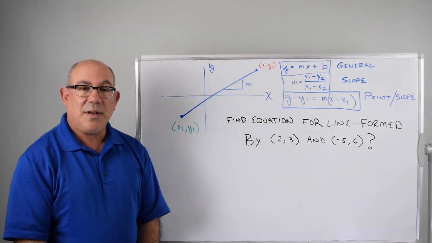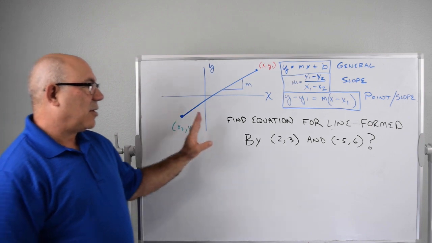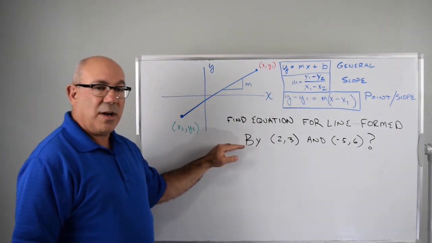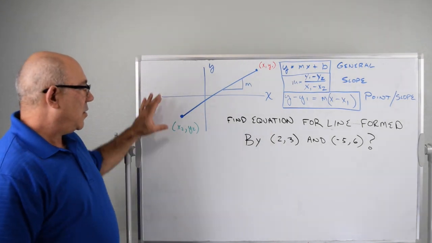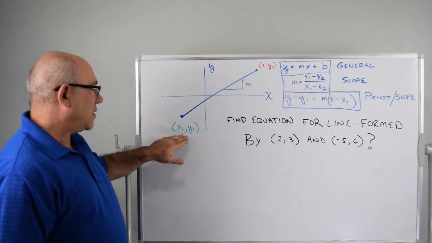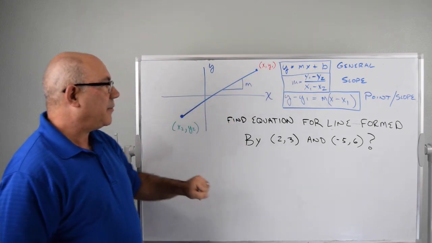Let's calculate something. Today we have some algebra, and we're going to look at some general equations for a line, and then figure out how to find that equation when you're given just 2 points for a line.